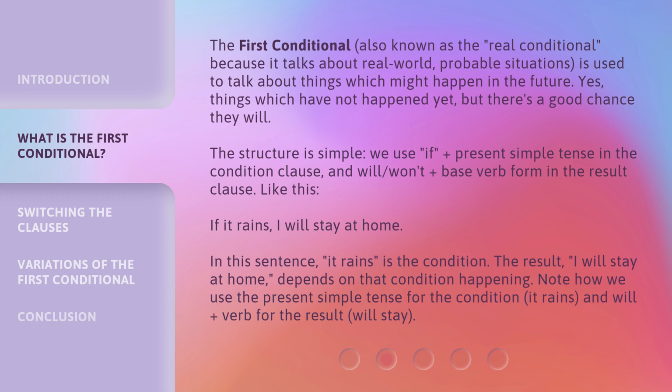The structure is simple. We use if plus present simple tense in the condition clause, and will, won't plus base verb form in the result clause. Like this: if it rains, I will stay at home. In this sentence, it rains is the condition. The result, I will stay at home, depends on that condition happening. Note how we use the present simple tense for the condition, it rains, and will plus verb for the result, will stay.